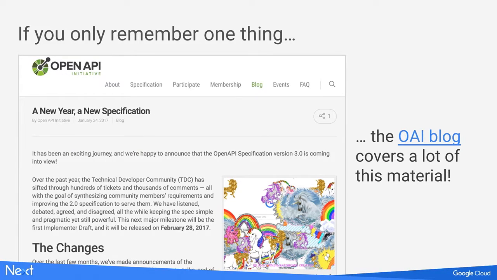If you remember one thing, the easiest place to get back to is the Open API Initiative's blog, where we've been talking about and trying to help the community understand what's changing. We have pictures of unicorns and rainbows, so it's got to be good.